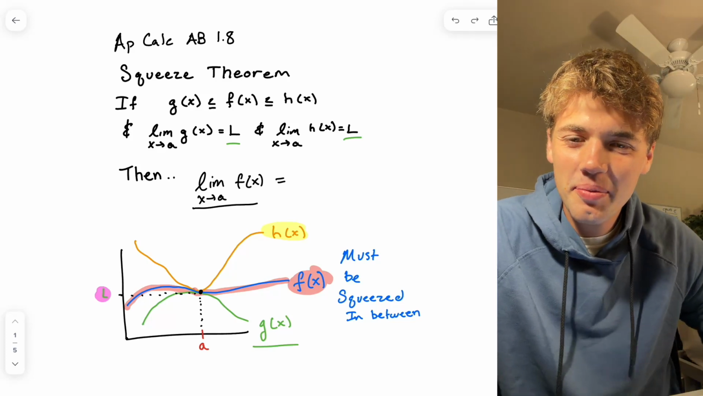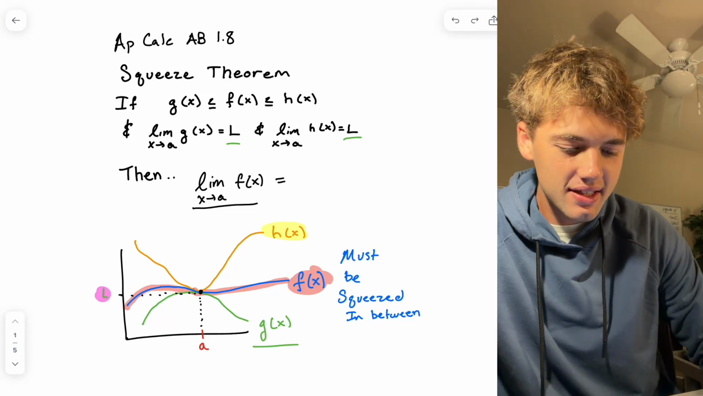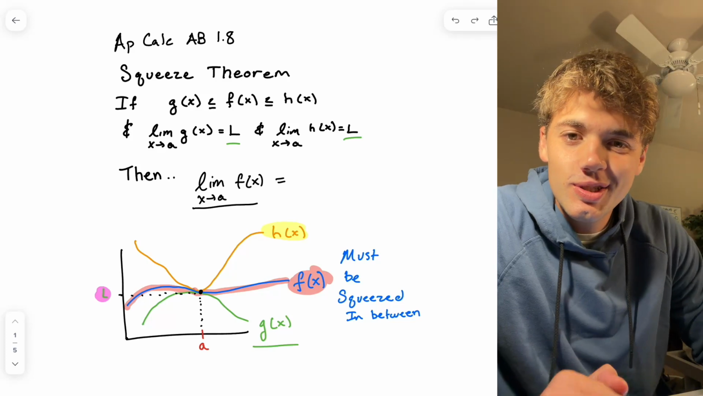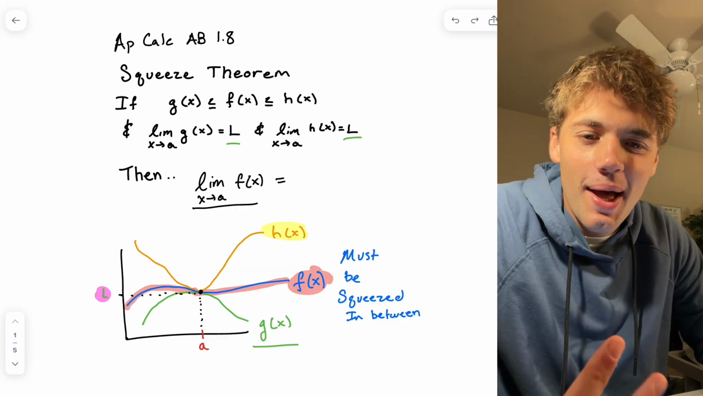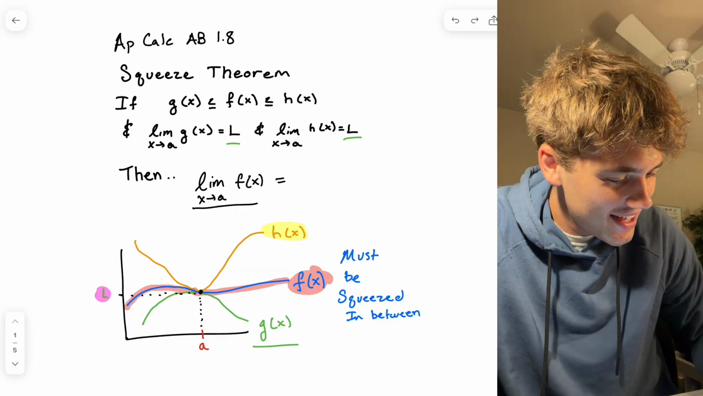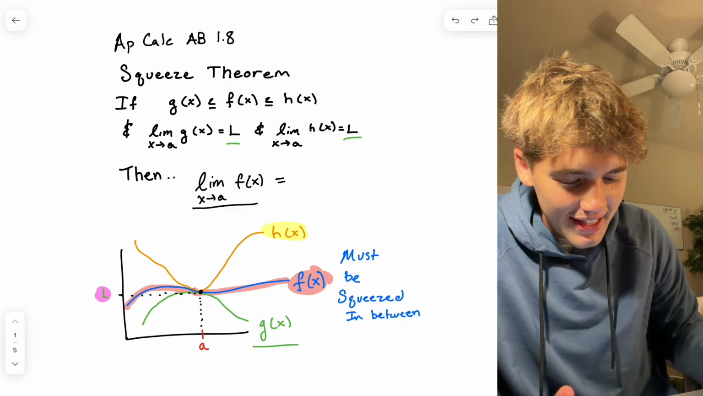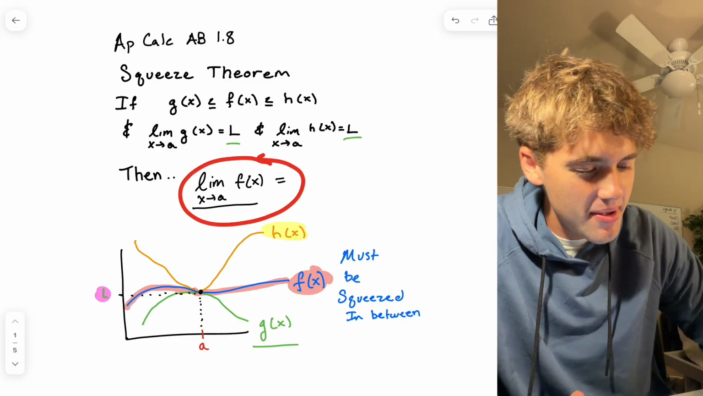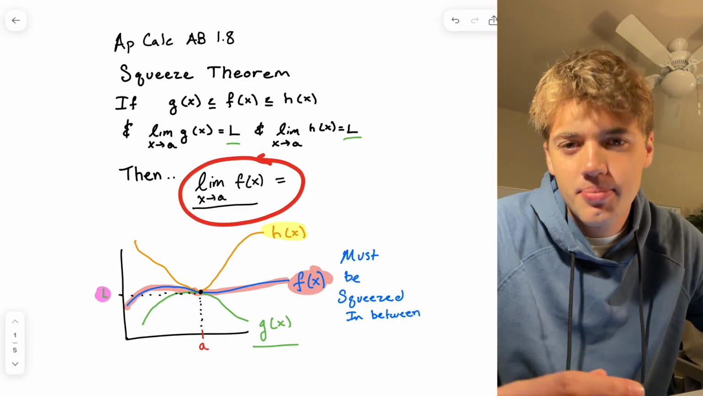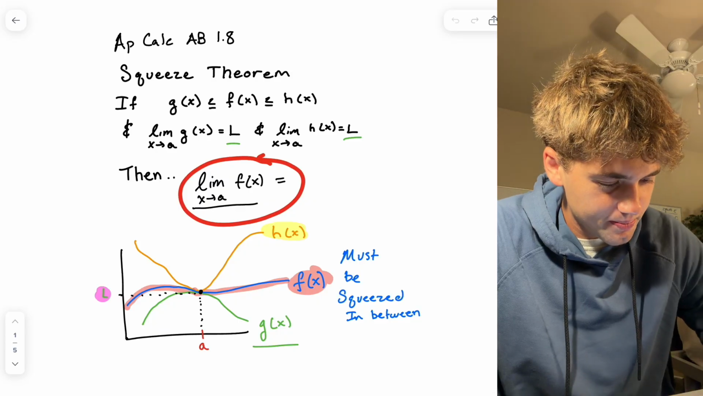Welcome back everyone. Today we're going to be doing AP Calc section 1.8, the squeeze theorem. So the squeeze theorem is just a theorem that helps us solve limits in a kind of intuitive, unique way. Let's say that we're trying to find this limit of f of x as x approaches some value a.